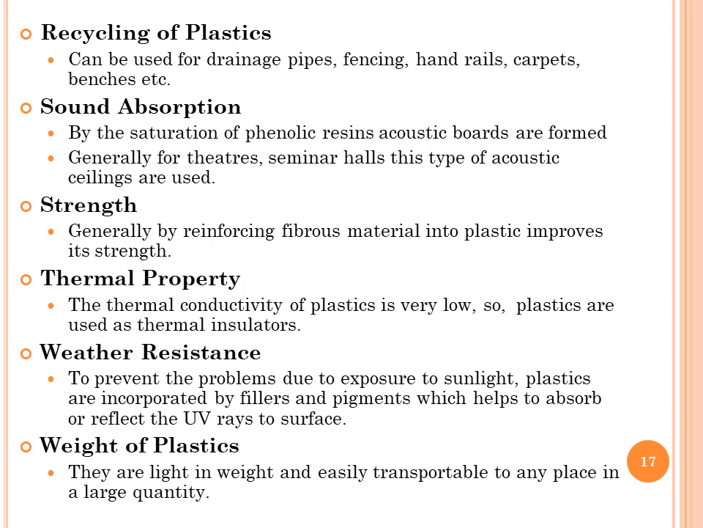An important property of plastic is recycling. It can be used for drainage pipes, fencing, handrails, carpets, benches, etc. Next is sound absorption. By the saturation of phenolic resins, acoustic boards are formed. Generally, for theaters and seminar halls, these types of acoustic ceilings are used. Next property is strength. Generally, reinforcing fibrous material into plastic improves its strength.